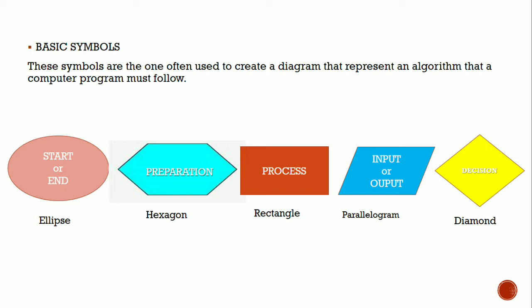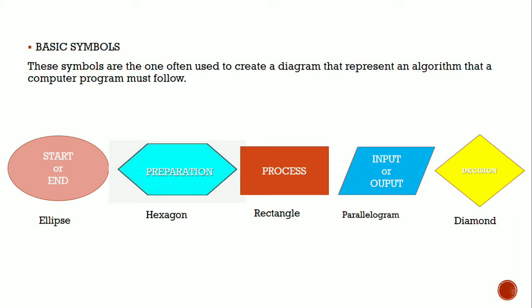Then the parallelogram. The parallelogram has two uses. It's either input or output. So it is used for input, and it is used for output. Then next, the decision: the diamond.